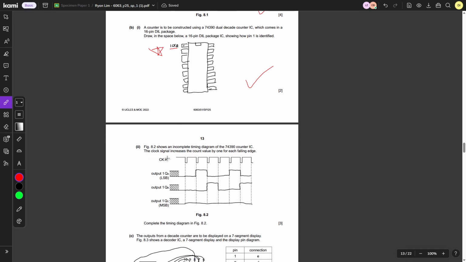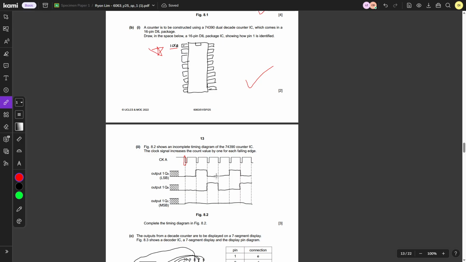Figure 8.2 shows an incomplete timing diagram. Yep. Increases the count by 1 every falling edge. So this is correct. Output QA, QB, QC. Wait, this is wrong. Every falling edge, then this is a falling edge. Then why doesn't your A increase here? So this is wrong.